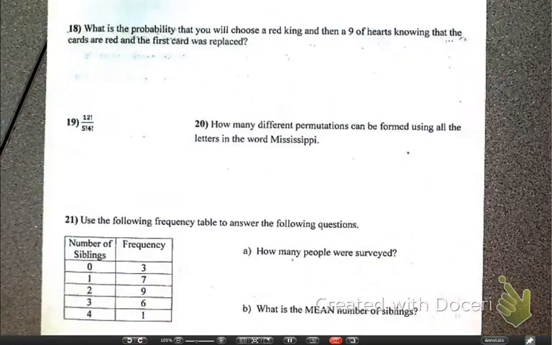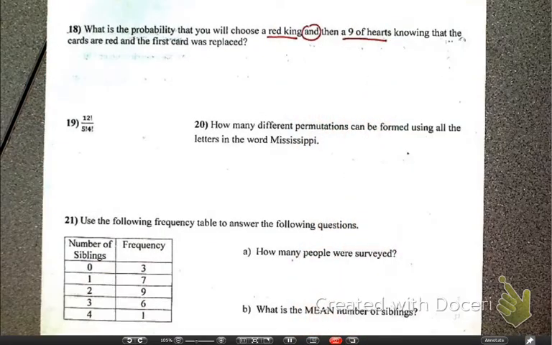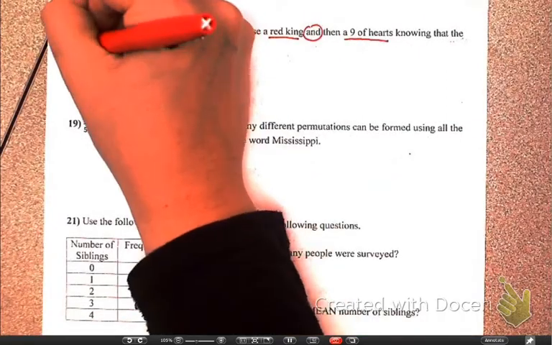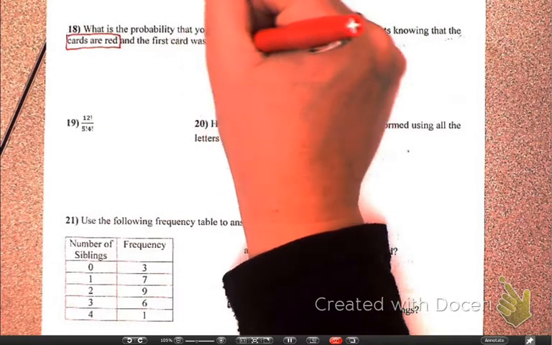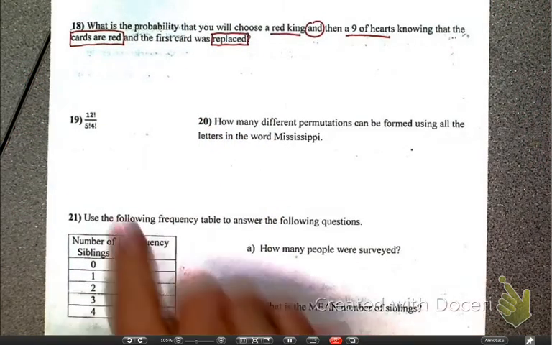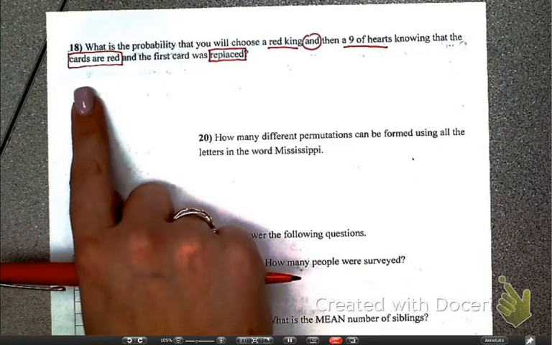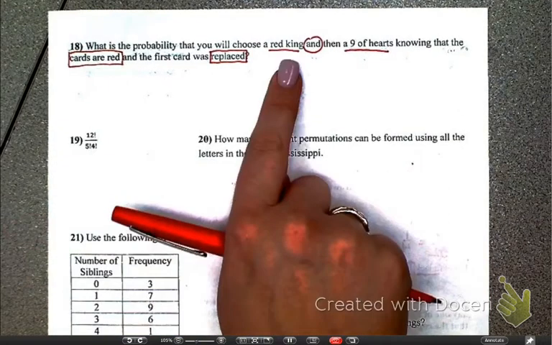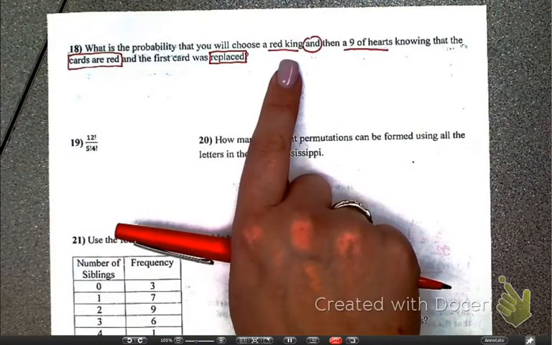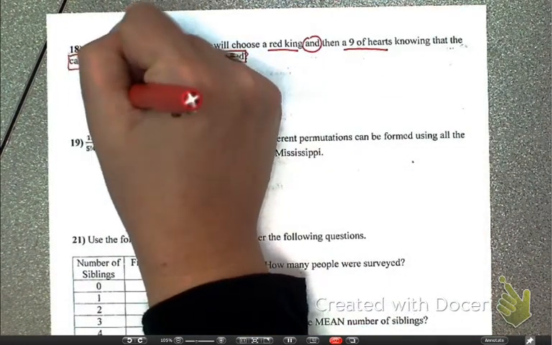What is the probability that you will choose a red king and then a 9 of hearts, knowing that the cards are red and the first card was replaced? So let's break this down. We're only drawing from red cards. How many cards are there? 26. So that's the deck that you have in your hand, is 26. So what's the probability of pulling a red king? 2 out of 26, or 1 out of 13.